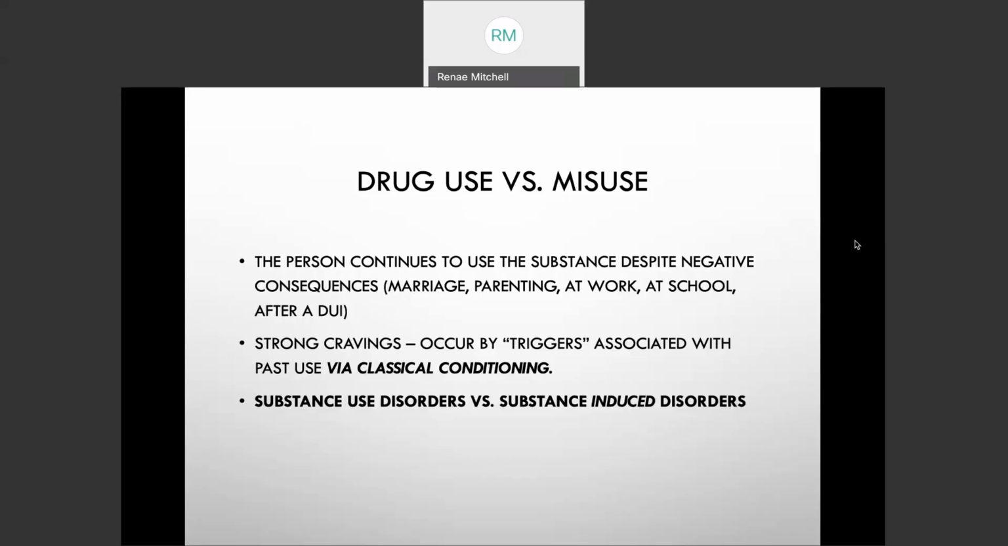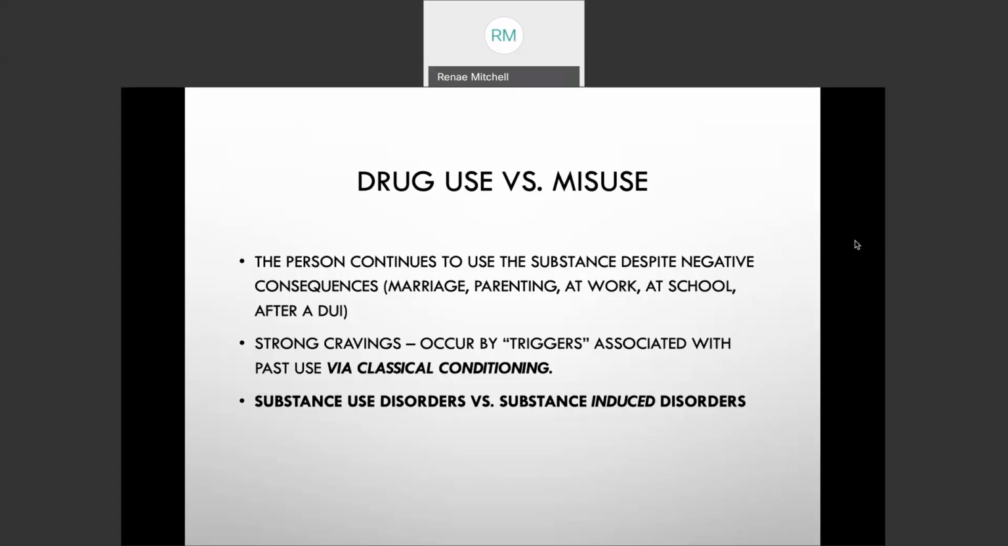Like we talked about in the last lecture, experiencing cravings in response to triggers because of the classical conditioning that occurs when the individual uses drugs chronically in a particular setting. That's going to tip the scales from just run-of-the-mill drug use to misuse or disorder.